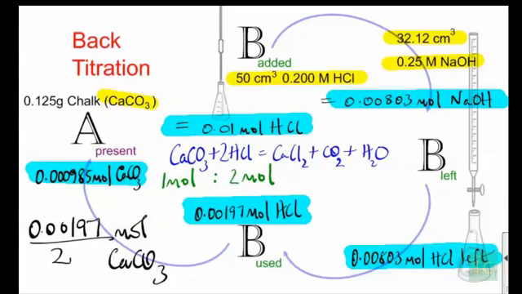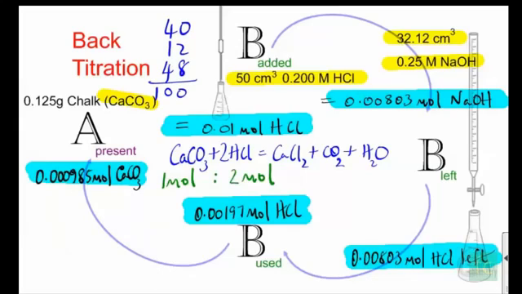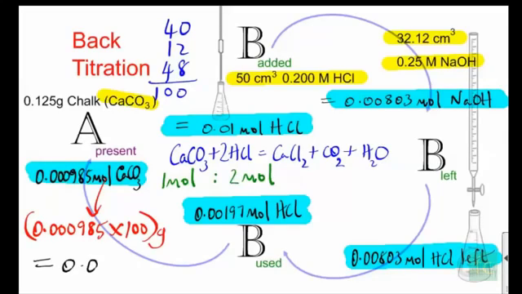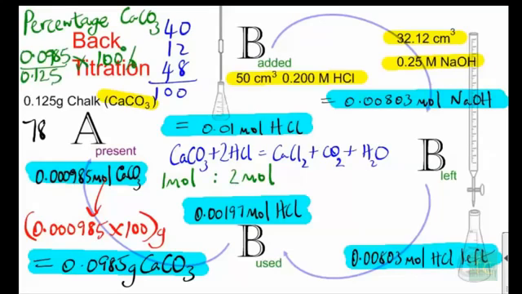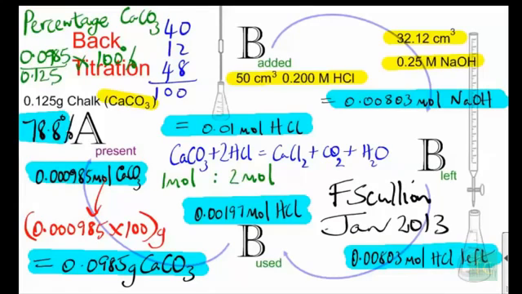Let's work out what mass that would be. First, we need to get the formula mass of calcium carbonate. Turns out to be 100, as you see there. So if we multiply the moles by the formula mass, we'll get the mass of calcium carbonate in that sample. Turns out to be 0.0985 grams of calcium carbonate. Lastly, then, we can work out the percentage of calcium carbonate in the chalk. There you see it's 0.0985 over the mass of the chalk, 0.125, times 100%.